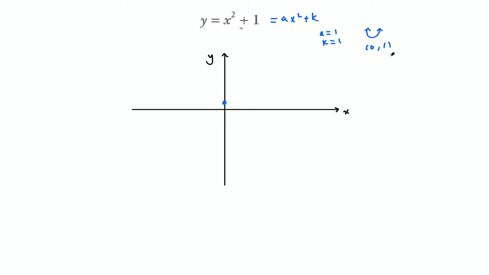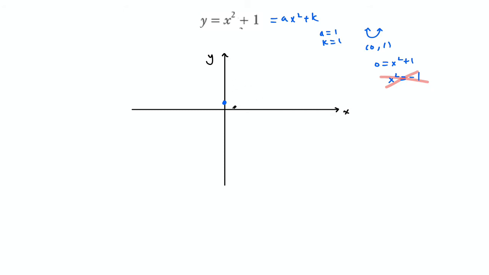Now, are there any x-intercepts? If I solve for y equal to 0, I can find my x-intercepts. But if I subtract 1 from both sides, notice that I get this equation. But if I square any number, it cannot be negative. So what this means is that there are no x-intercepts.